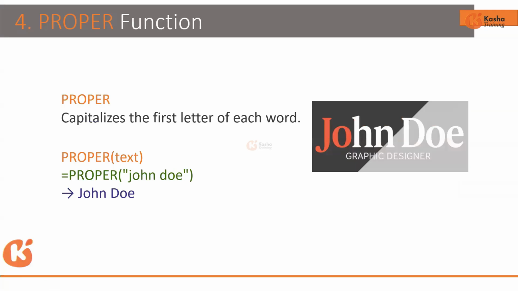Now let's see the fourth function. The fourth function is your PROPER function, which means capitalize the first letter of each word. If there are 2 words, 3 words, whatever words you have, the first letter of each word it will make capital. Here you can see we have given PROPER John Doe, and it has converted the first letter into capital. Even for Doe, the first letter has converted into capital. So that is the PROPER function.